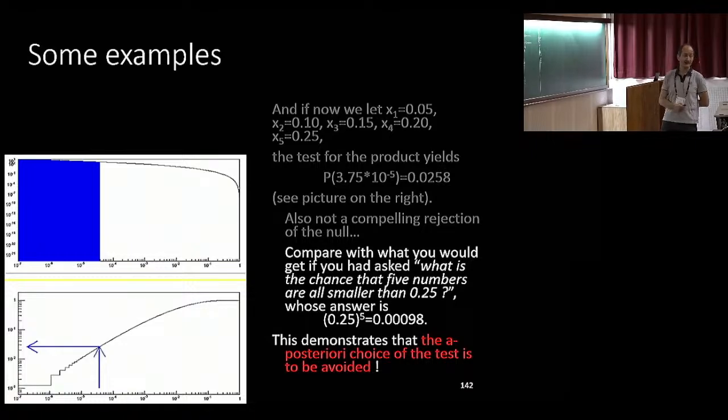But if you had asked a different question, like what is the chance that the five numbers are all smaller than 0.25, rather than testing for their product, you would have gotten a different answer, much more stringent. So the a posteriori choice of the test that you apply is really illegal, okay? You cannot do it. If you decide after having seen the data that you will ask a different question, that cannot be done.